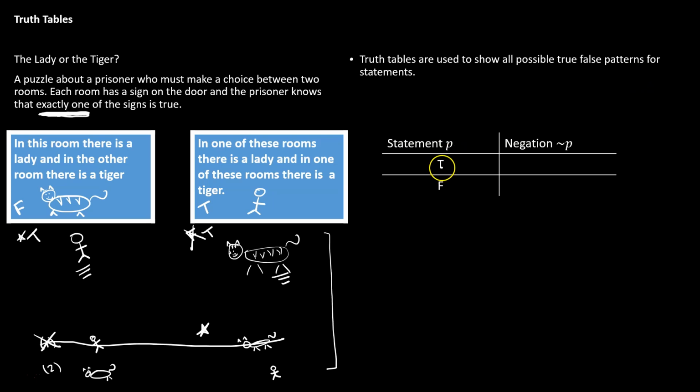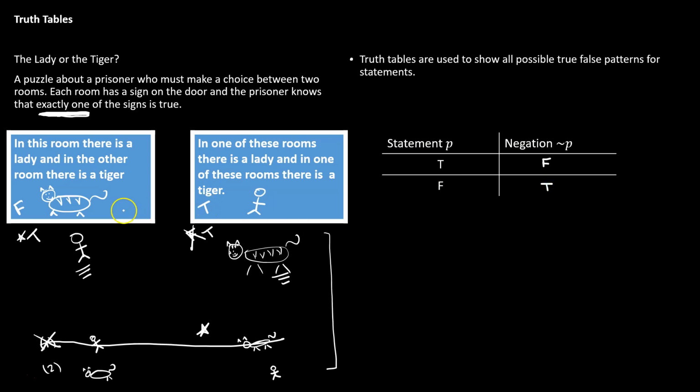So for example, if we say that a statement is true, then the negation of that statement becomes false. If we say that a statement is false, the negation of that statement becomes true.